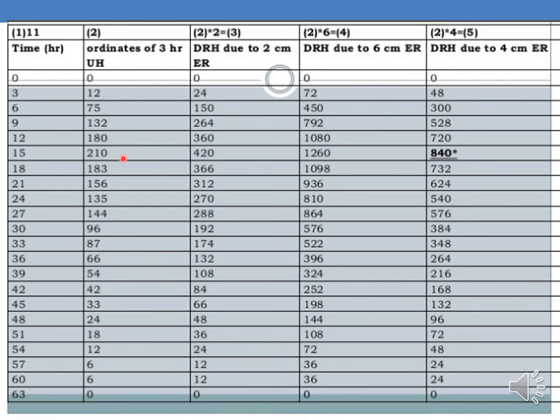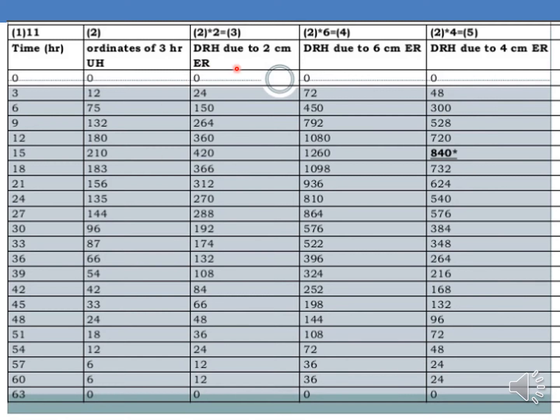If you multiply the ordinate of 3-hour unit hydrograph with 4 centimeter rainfall, you will get the DRH of 4 centimeter. So that is the advantage of this unit hydrograph. If the unit hydrograph of a particular catchment is known, you can find out the DRH of different duration, different intensity of rainfall or same duration.